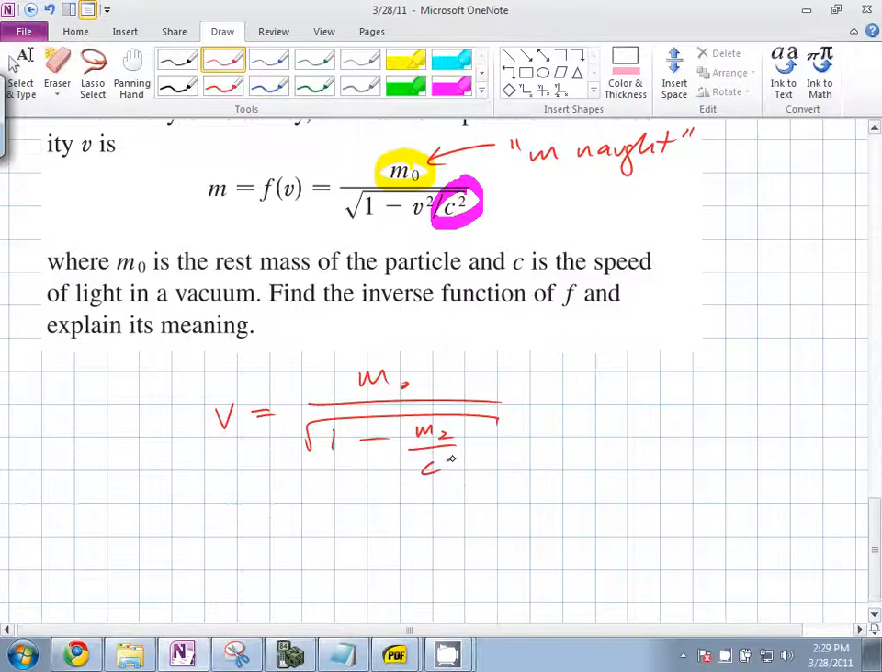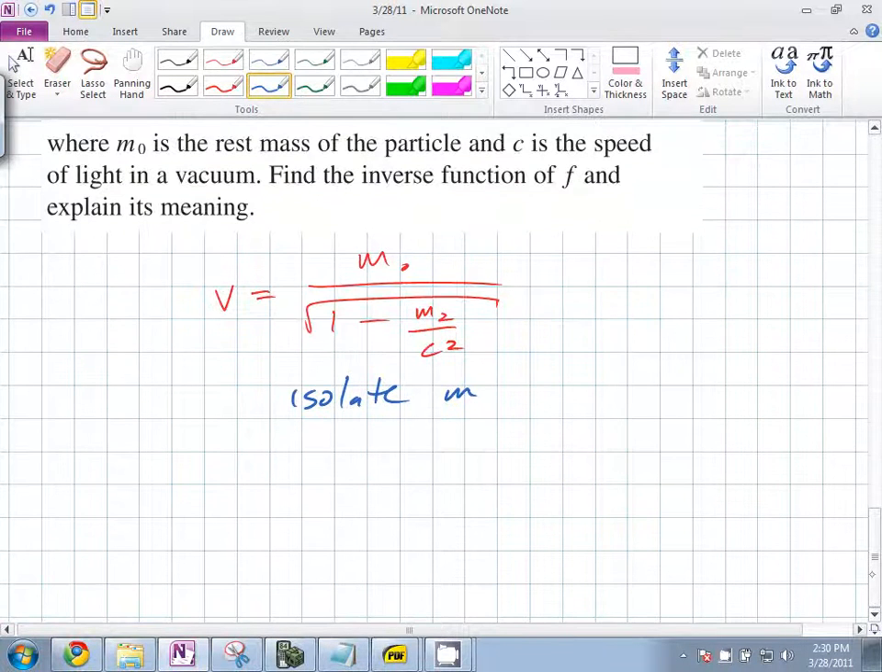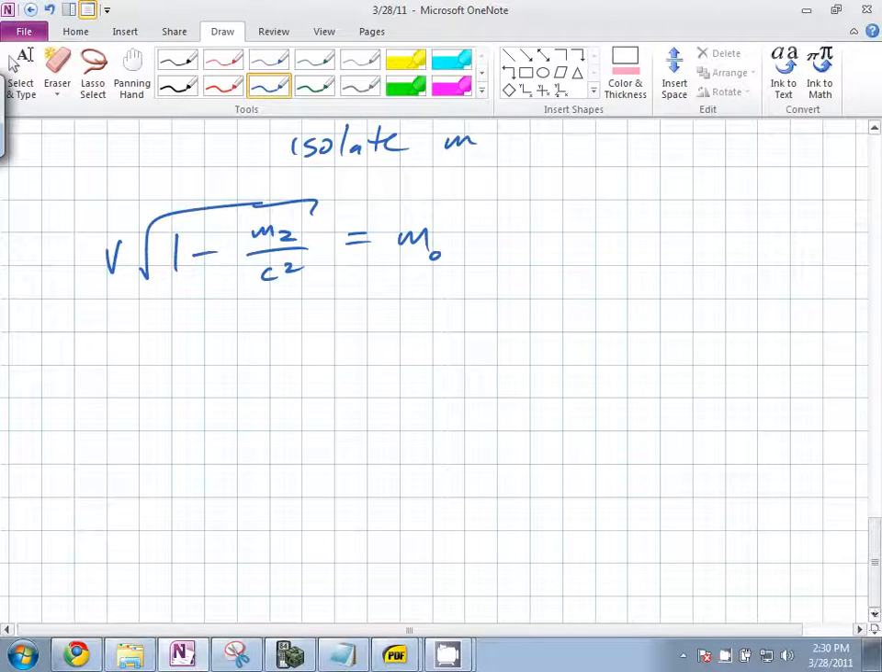And what are you isolating now? Isolate m. So what do you do first? V times the square root. This is just algebra, kids. Equals m naught. Now what? Square both sides. So what does it become on the left? V squared times 1 minus.